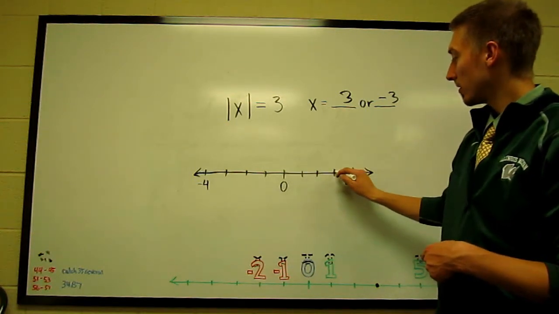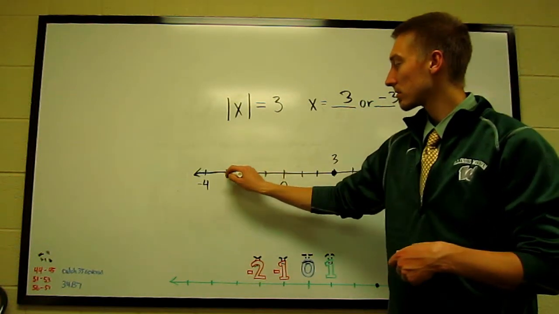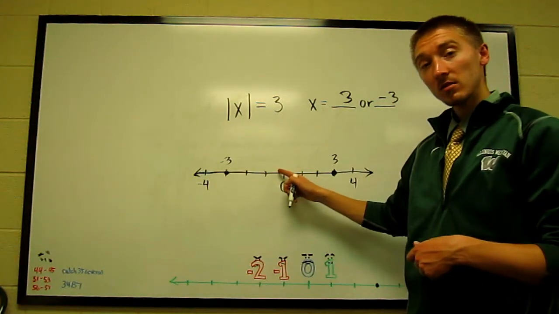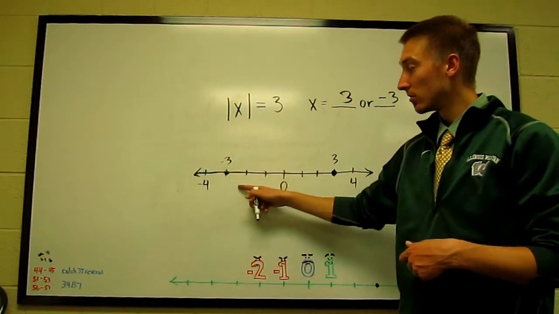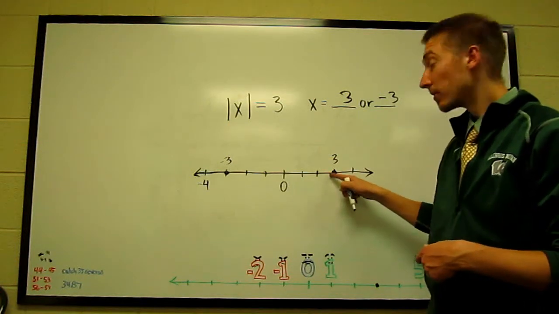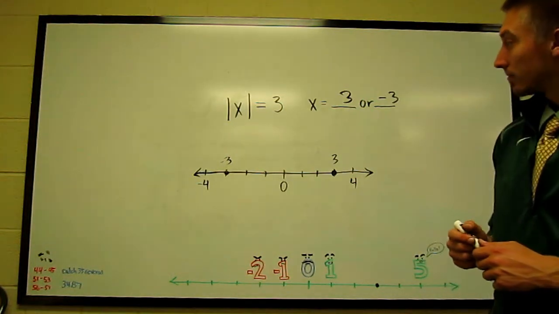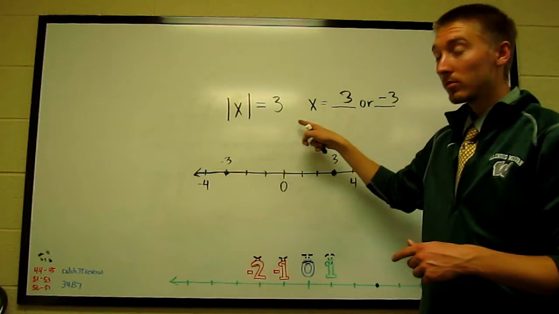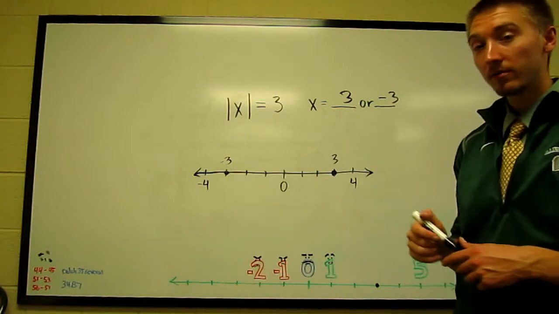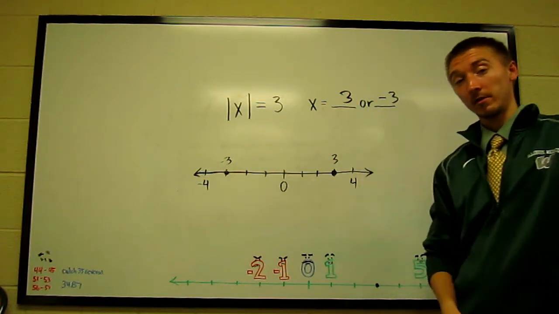So we'll go over 1, 2, 3 units, put a dot and label it, and then to the left, 3 units, okay, and label it. That is negative 3. Both of these have a distance from 0 of 3. So 1, 2, 3. So that means the absolute value of negative 3 is 3. 1, 2, 3. The absolute value of 3 is 3. And that's what our question was asking. Okay? So, the absolute value, when it equals a number, and we're asking for what numbers it could be, can be two different values. So x could equal 3, or x could equal negative 3.